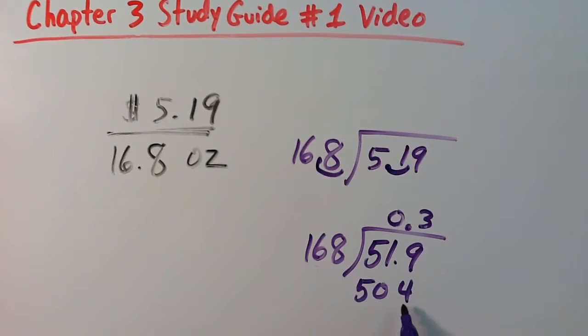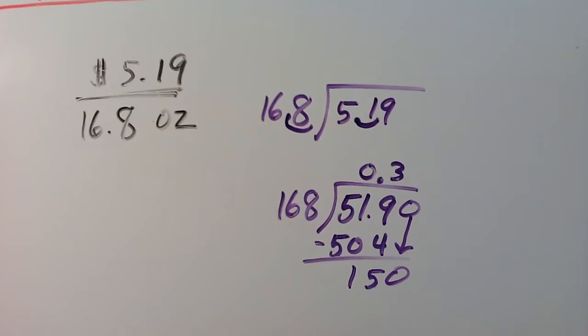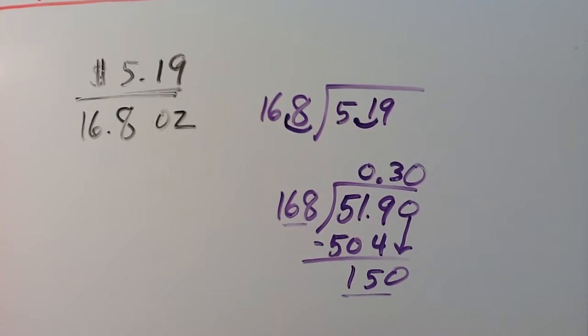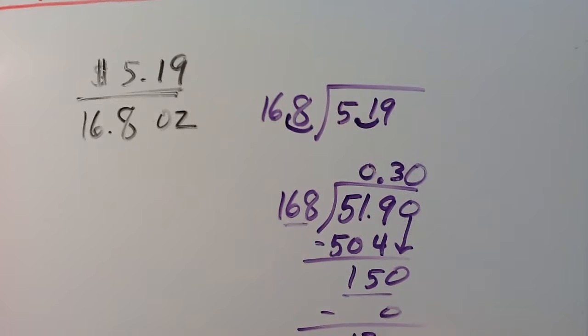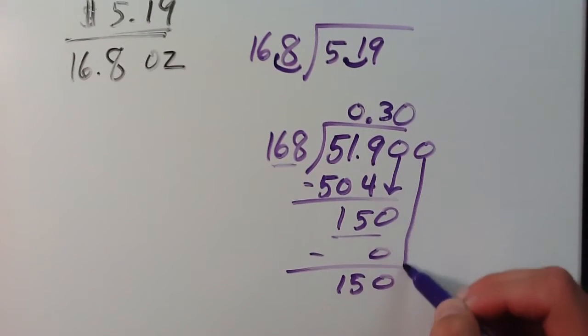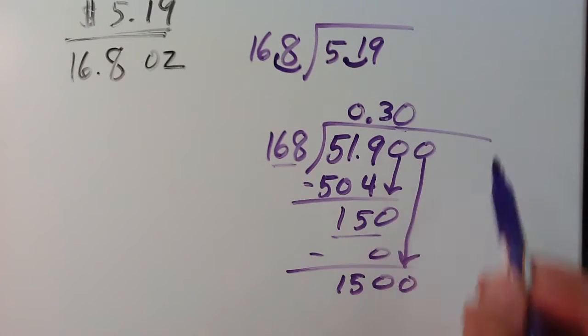And so 168 goes into 519 3 times. 3 times 168 is 504. I subtract and I get 15. I got to add a placeholder 0 so that I can bring it down. So now I'm asking myself, how many times can 168 go into 150? Well, it can't go in there, right? It's too big. And so 168 goes into 150 0 times. 0 times 168 is 0, and so I would subtract and still get 150. Of course, I need to add a placeholder 0 so that I can bring it down.